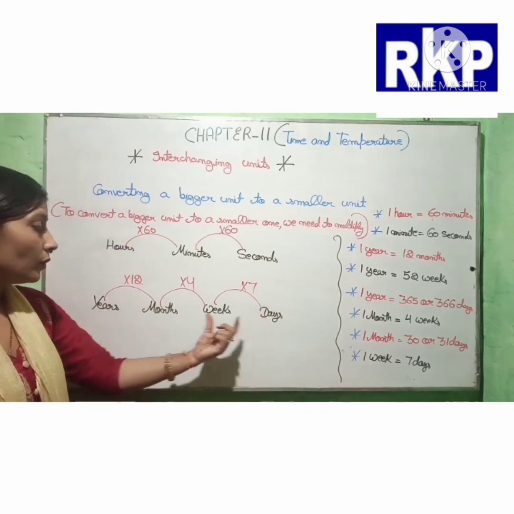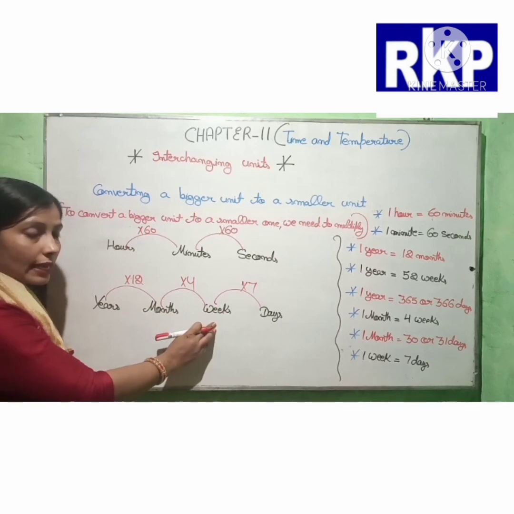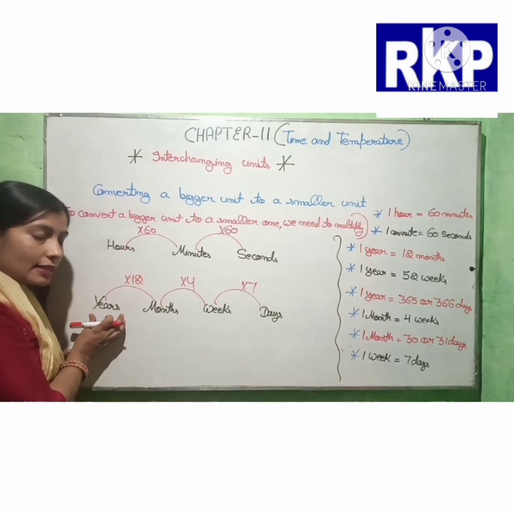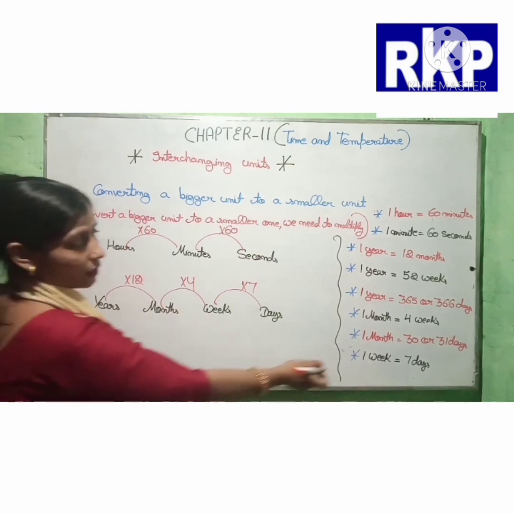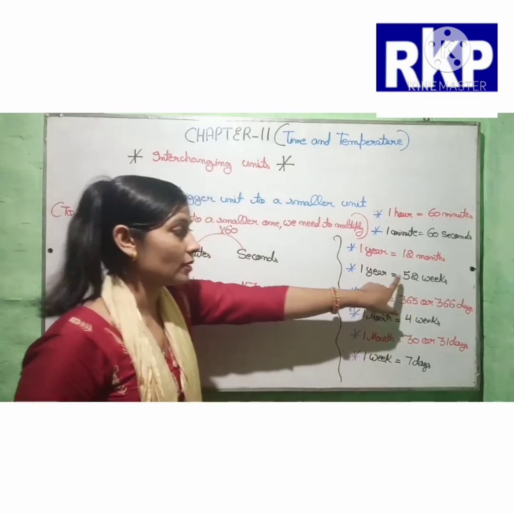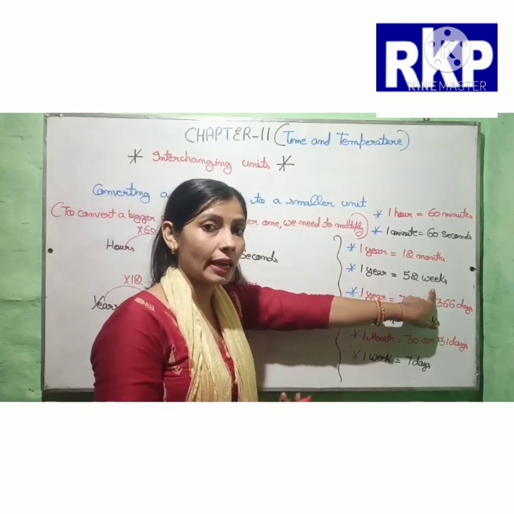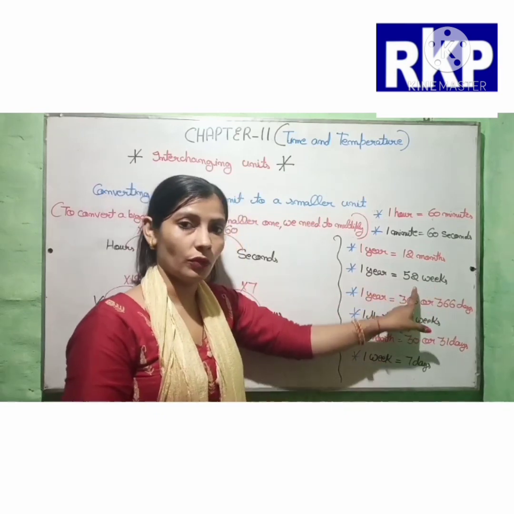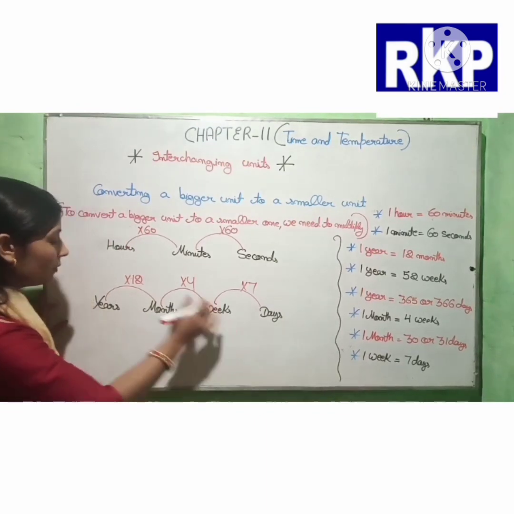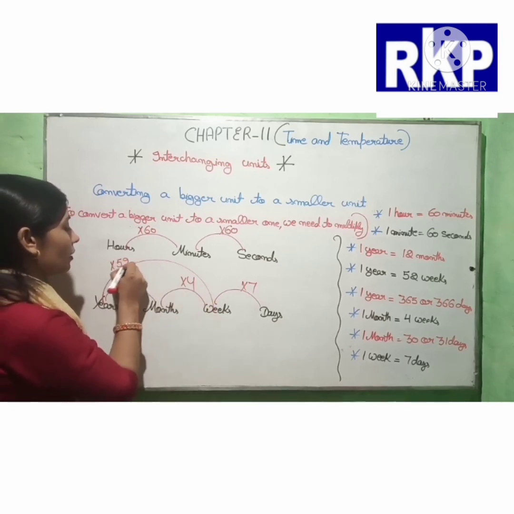Okay, and we know the relation between year and weeks also. Yes, 1 year is equal to how many weeks? Yes, 52 weeks. Here also you can see 1 year is equal to 52 weeks. So when we convert year into weeks, then we need to multiply with 52.